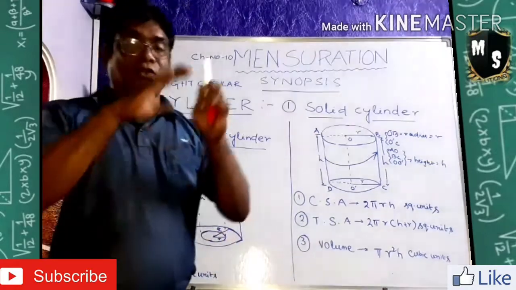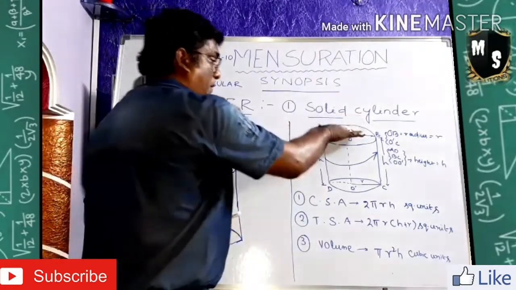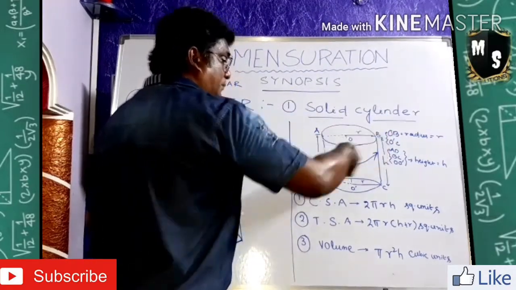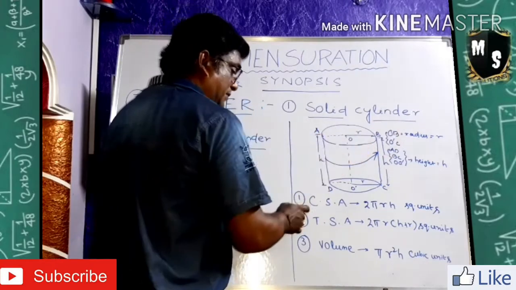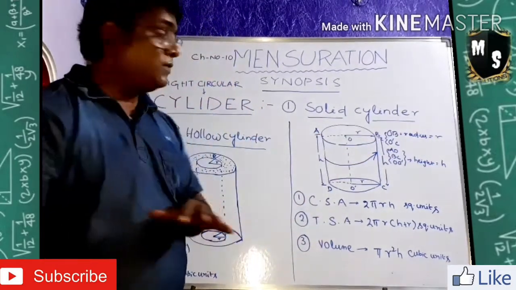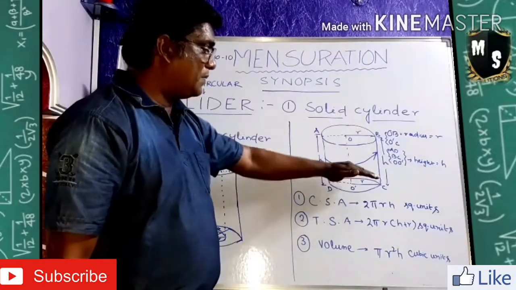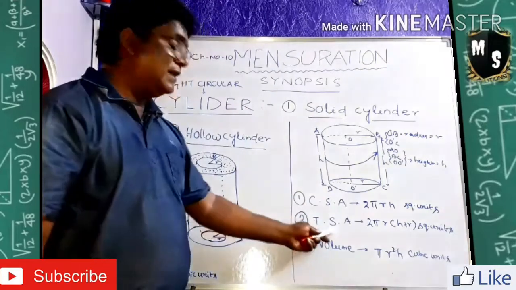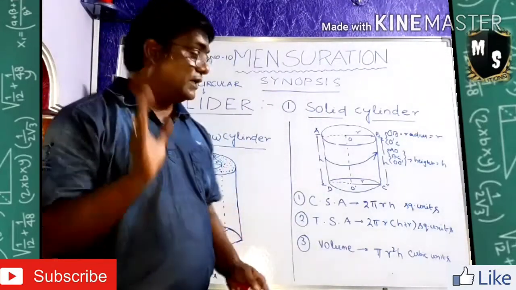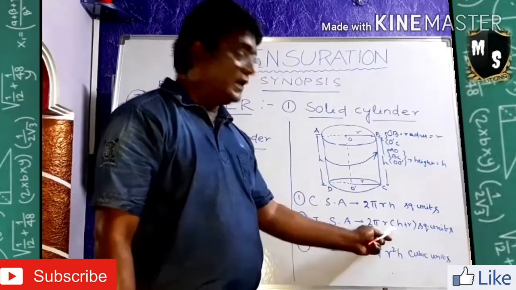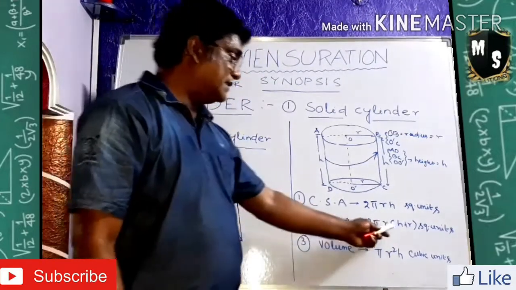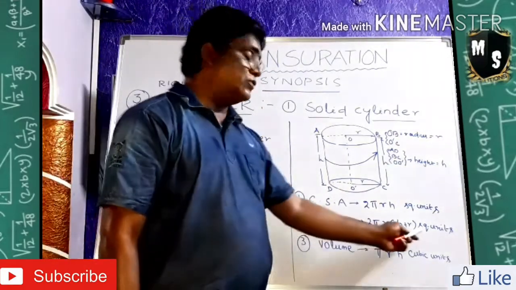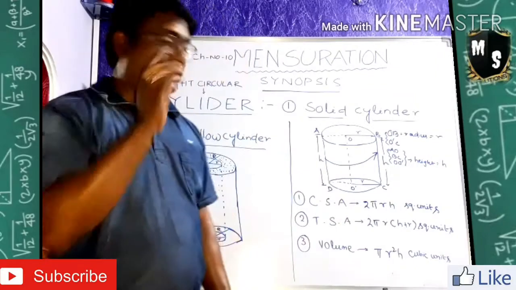Then what is TSA? The total. Total means the top part and the bottom part also. Now you are just looking at the curve, that means the curved front side and the back side also. That gives you CSA. Now you observe the top part and the bottom part also. So you are looking for the total area. That means TSA, which is called total surface area. It is 2 pi r into h plus r. I explained what h and r are: r is the radius, h is the height of the cylinder. It is also in square units.